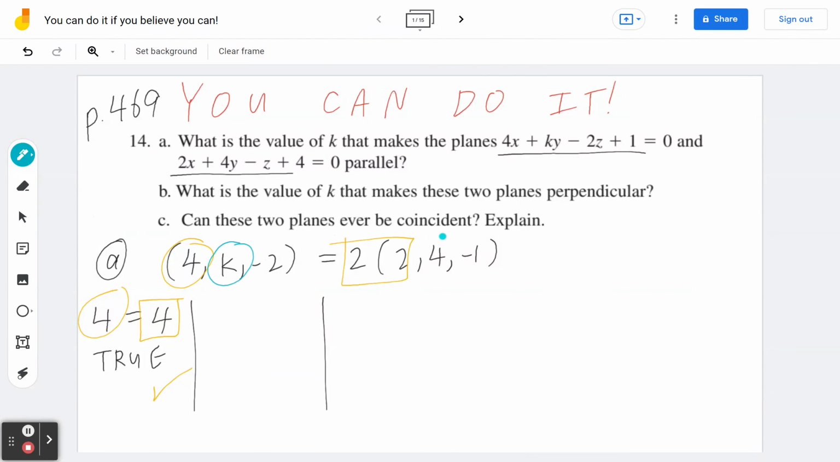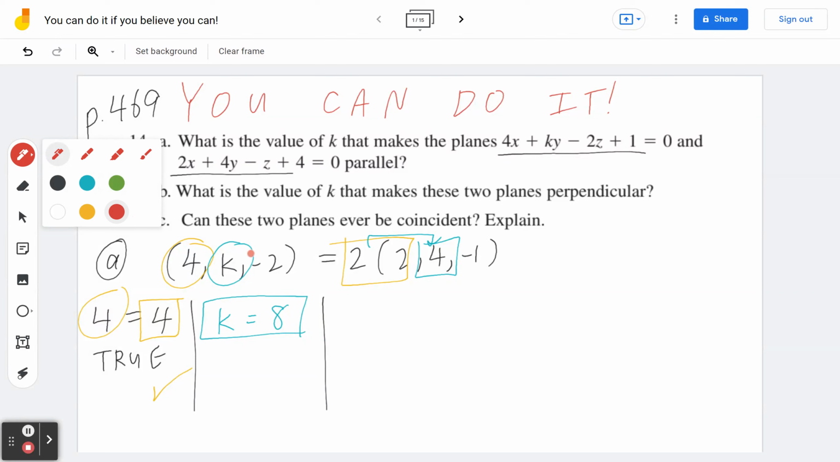Likewise, if you think about the second part, don't forget the arrow here. k equals 2 times 4, which is going to be 8. And of course, the last statement is another true statement because negative 2 is negative 2. So the answer for part A is k equals 8.